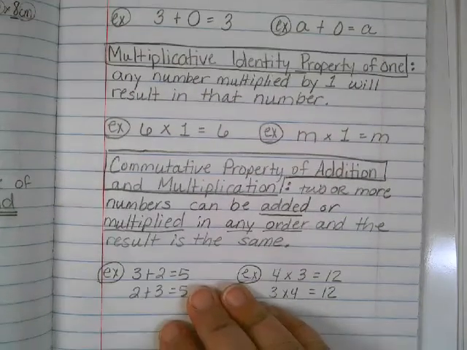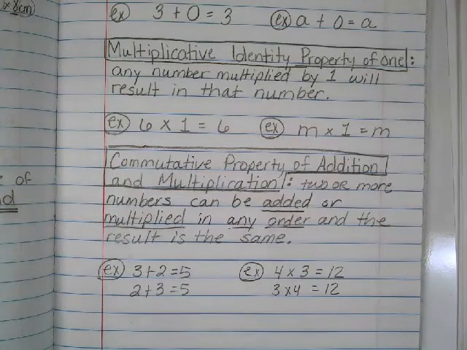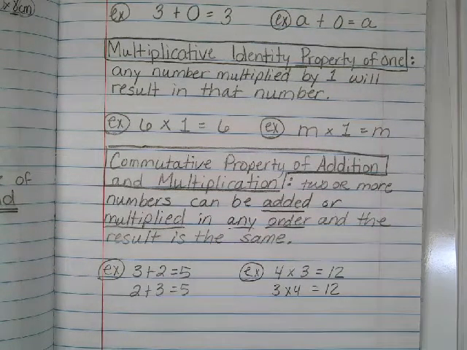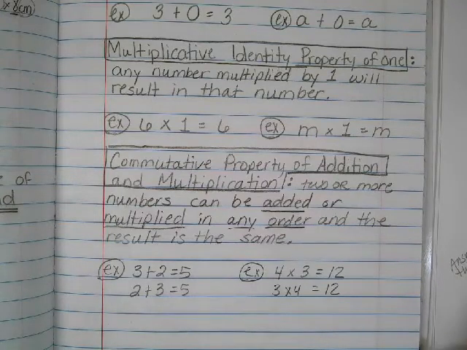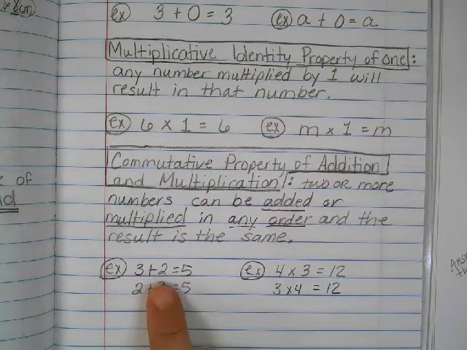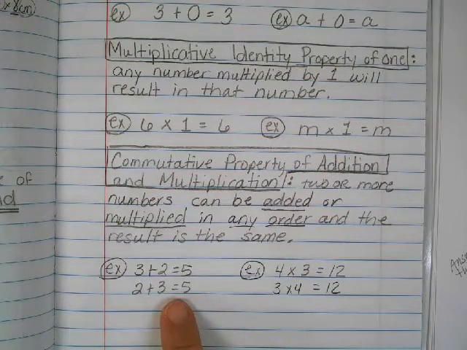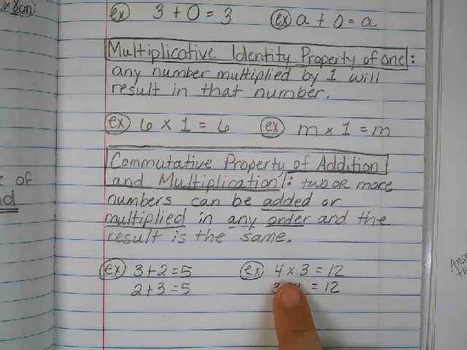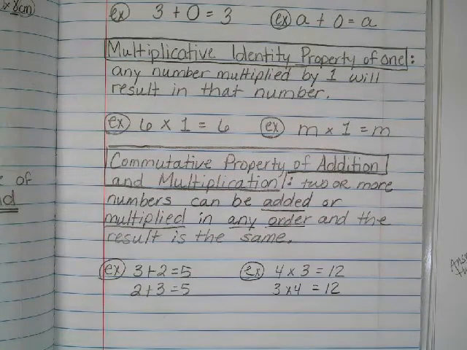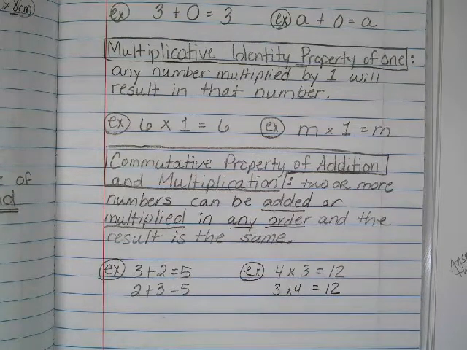The last property that we're going to look at today is the commutative property of addition and multiplication. The definition of commutative property is that 2 or more numbers can be added or multiplied in any order and the result is the same. So for example, 3 plus 2 is equal to 5, but also 2 plus 3 is equal to 5. An example of multiplication would be 4 times 3 equals 12, or 3 times 4 equals 12.